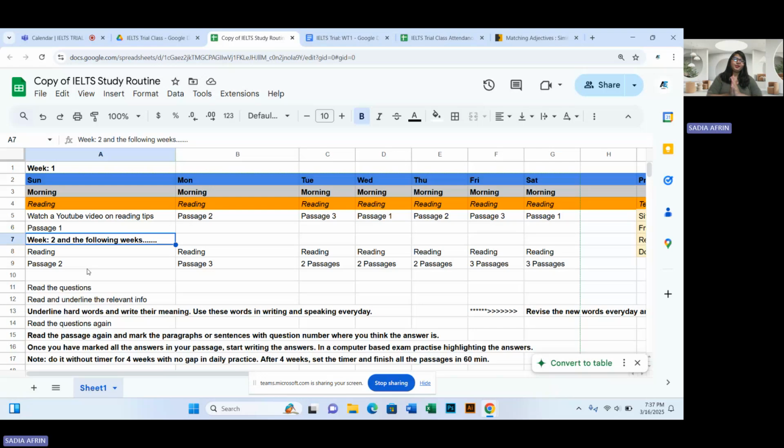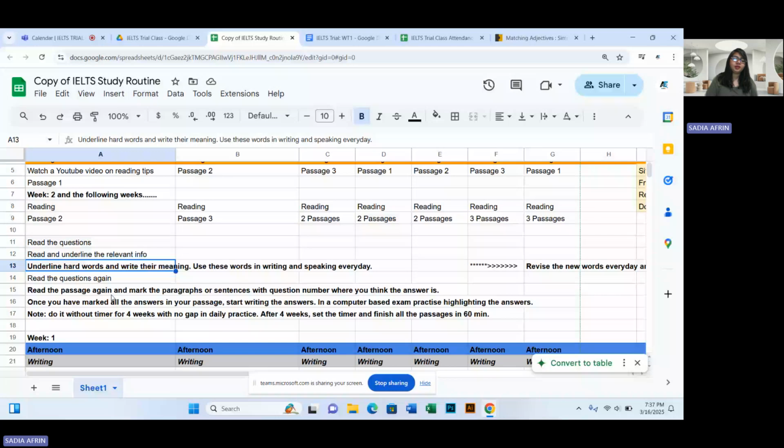Underline the relevant information, underline the hard words and write their meaning, read the questions again, then read the passage once you have understood the questions, read the passage, mark the paragraphs. Remember, there are different kinds of questions in your IELTS exam passages for the reading section, right? There is true, false, not given kind of question. There is marking the paragraph with the right heading kind of question. There is fill in the blanks question, or sometimes they will give you MCQs as well.